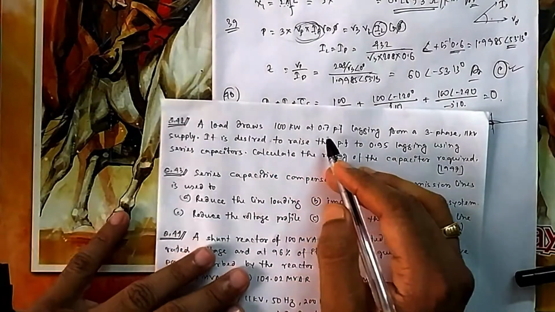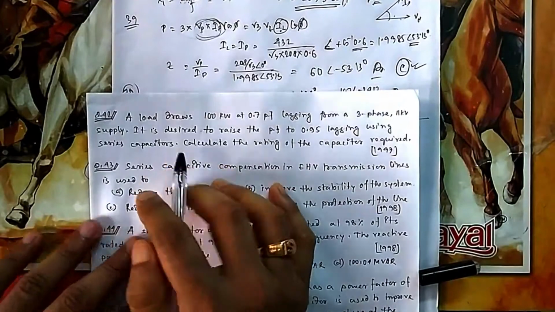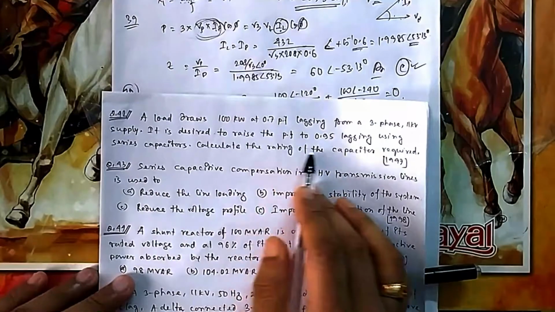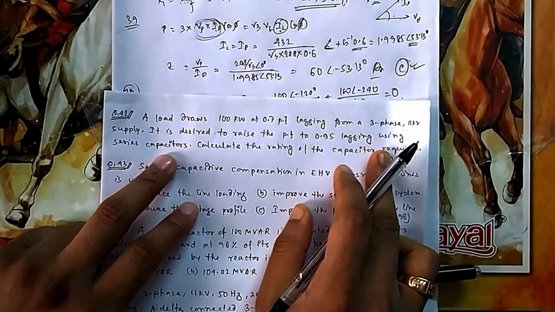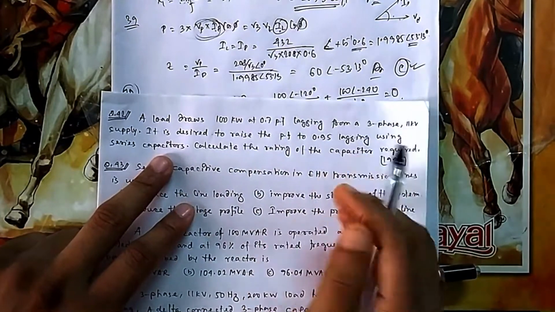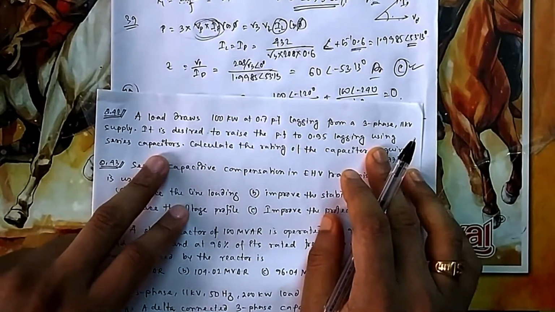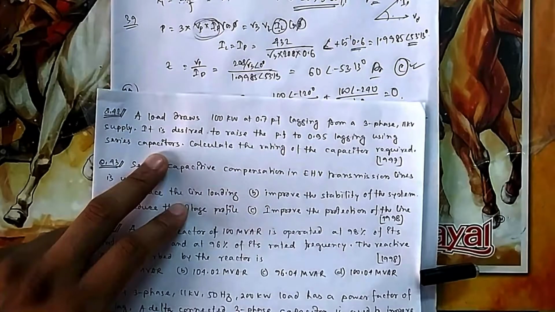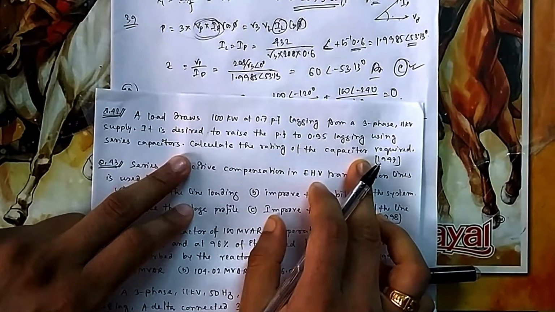Next, in 42, a load draws 100 kilowatt at 0.7 power factor lagging from a 3-phase 11 kV supply. It is desired to raise the power factor to 0.95 lagging using series capacitors. Calculate the rating of the capacitor required. So it is very necessary to understand how the capacitors are connected, because it is a 3-phase line. You are using series capacitors, that means you are connecting capacitors in each phase. That means you will be connecting 3 capacitors. So you have to find the rating of the capacitor.